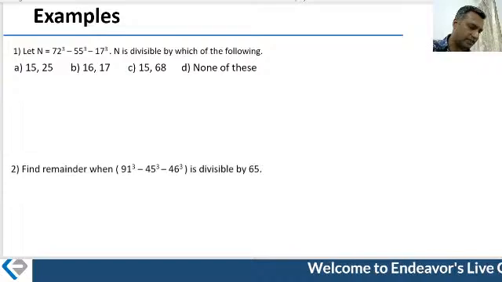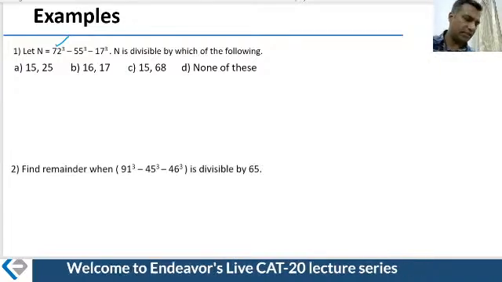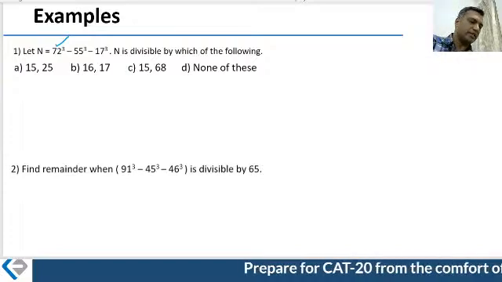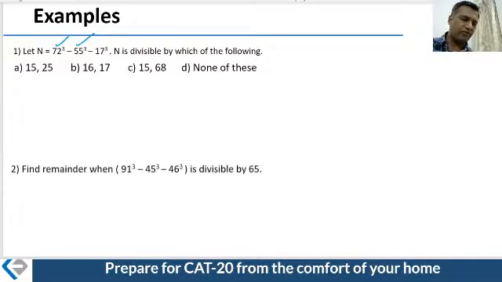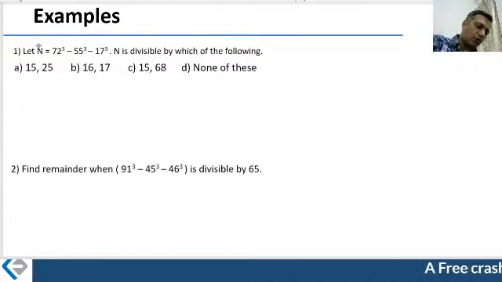Let's try one of the examples. Let's try the first one. Look at this. What is given to me? 72 whole cube. The point is, calculating 72 whole cube is difficult. You can sit and calculate, but then you will not have such liberty of time. 55 whole square is easy, but for 55 whole cube, again, you will take additional time. Similarly, 17 whole cube. Evaluating all of them and then trying to find out is always a challenge. Rather, look at this.